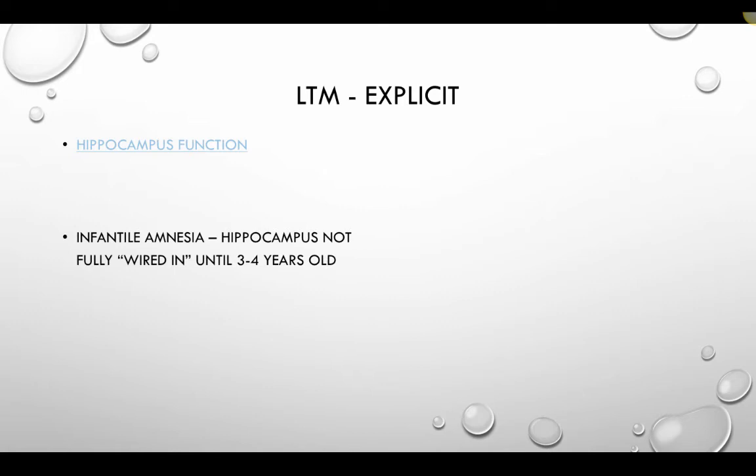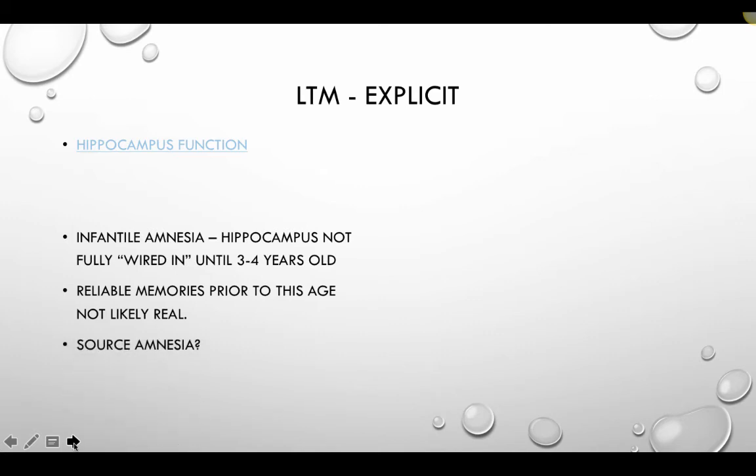With explicit memory, infantile amnesia is an interesting concept to identify. It's understood that the hippocampus is not fully wired into our brain until we're 3 or 4 years old. While it exists in the young brain, it doesn't seem to have fully connected to the rest of the brain until 3 or 4 years old, which means reliable memories prior to this age are not likely real. It might even be the result of source amnesia, or you remembering other people's stories or pictures or videos that you saw of the event.